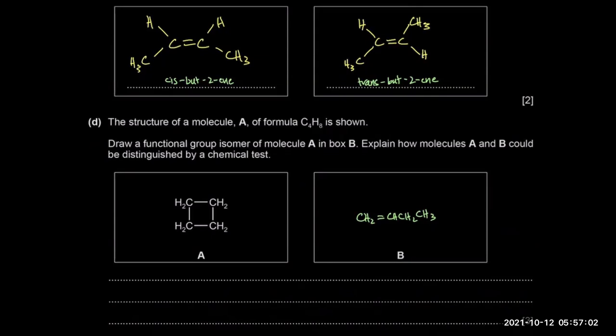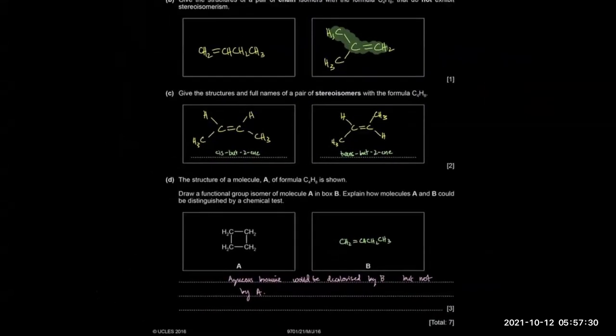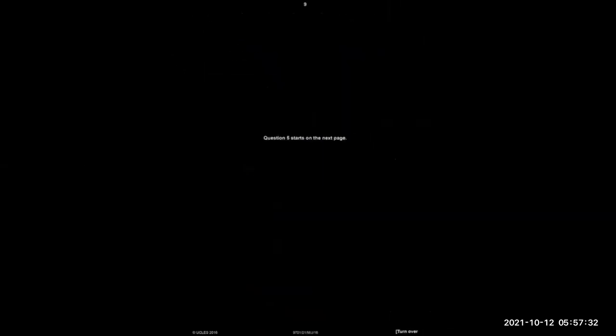Aqueous bromine, or bromine water. Aqueous bromine would be decolorized by B, but not by the other. There we go. All right.